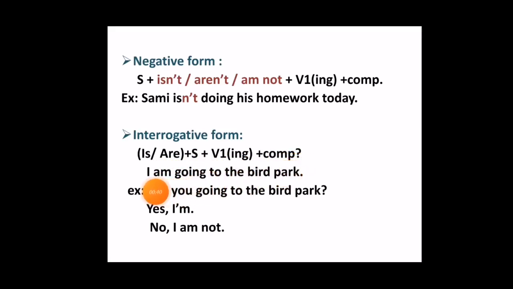Look at this sentence. I am going to the bird park. How can we change the sentence into interrogative? By interchanging the subject and the verb to be. Here, we cannot start our question with am I, because it is not logical, لأنه غير منطقي. We cannot ask, am I going to the bird park? But we change I to you, then am to are. Are you going to the bird park? The answer can be yes, I am or no, I am not.